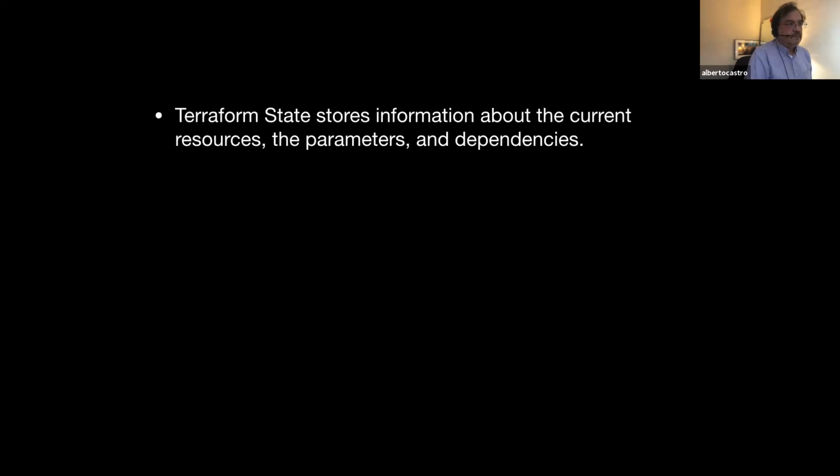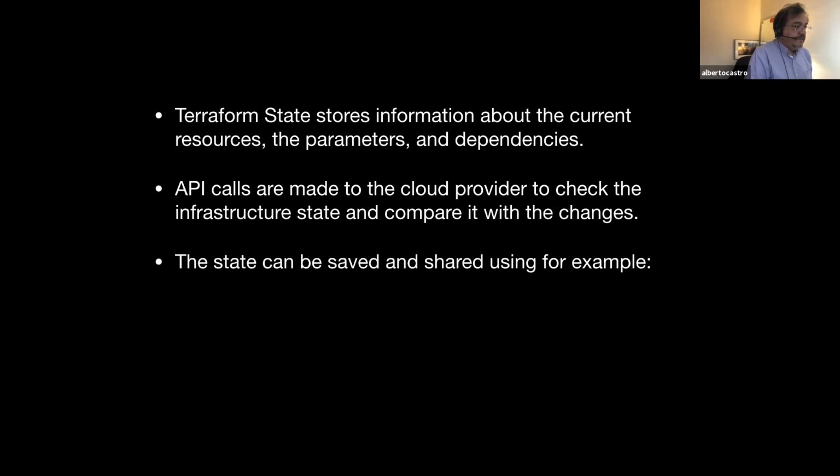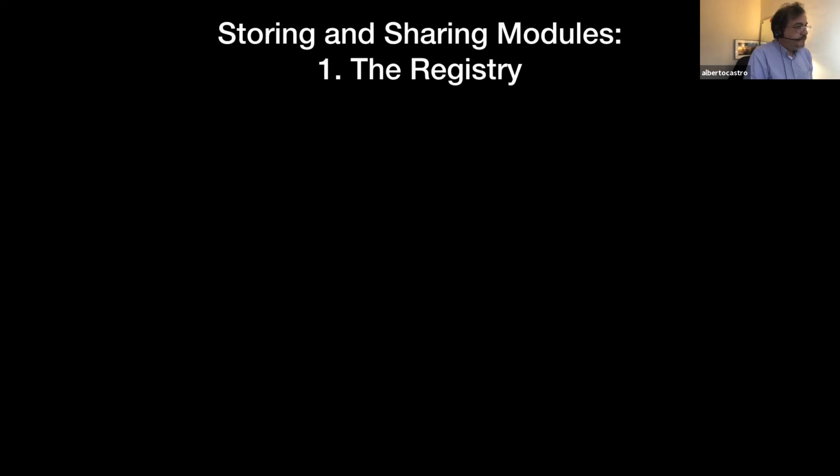Terraform state stores information about current resources, the parameters and dependencies. And the state can be saved and shared using, for example, Terraform Cloud or an S3 bucket with DynamoDB for locking. In this case, I'm maintaining the state locally, but you can also put it in an S3 bucket and actually work with a colleague. But the problem is that both of you may be running Terraform at the same time. In order to handle that, there's a locking mechanism that you can enable using DynamoDB tables.